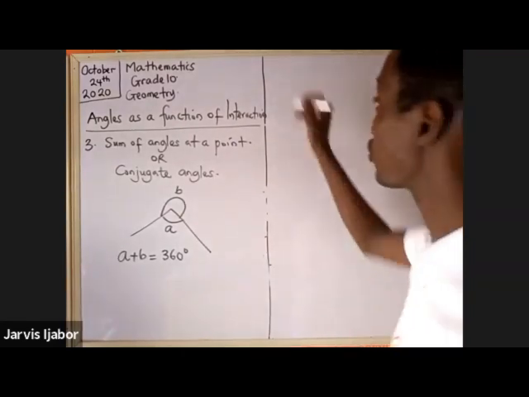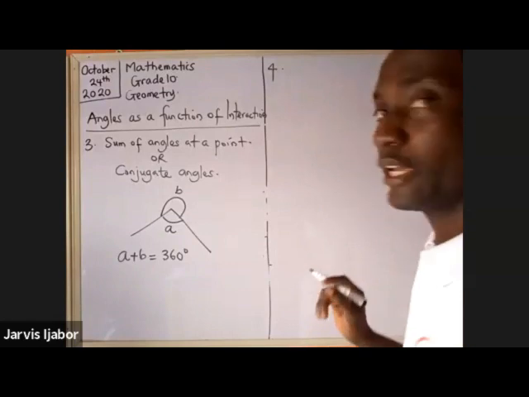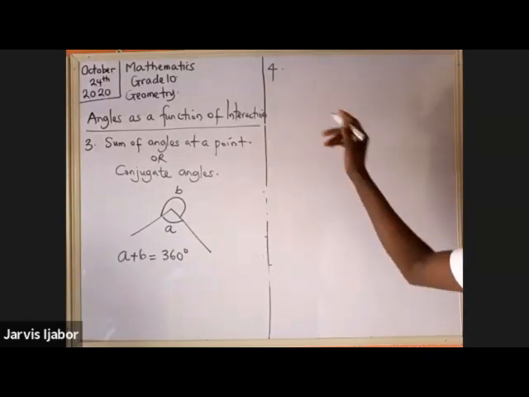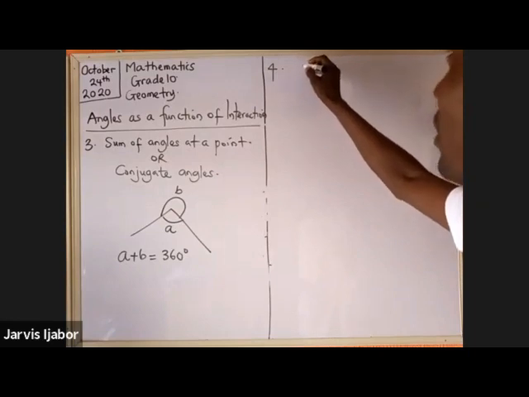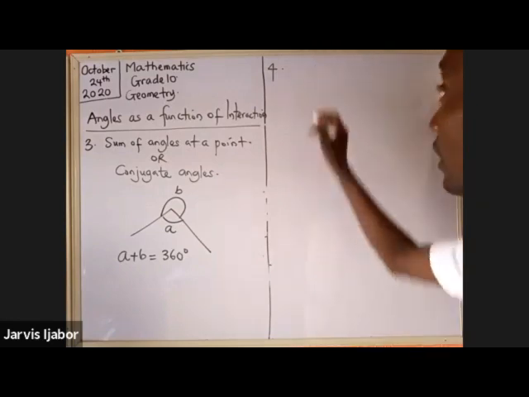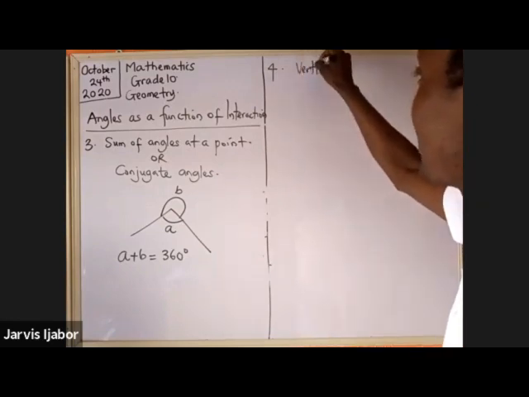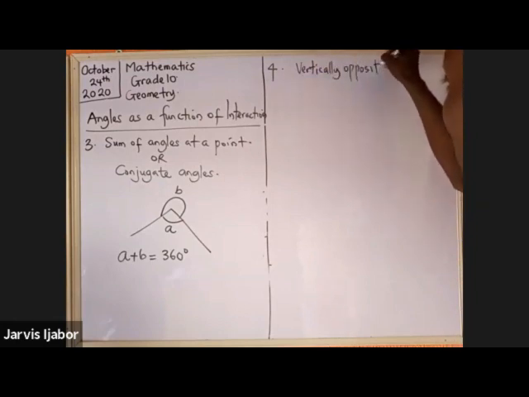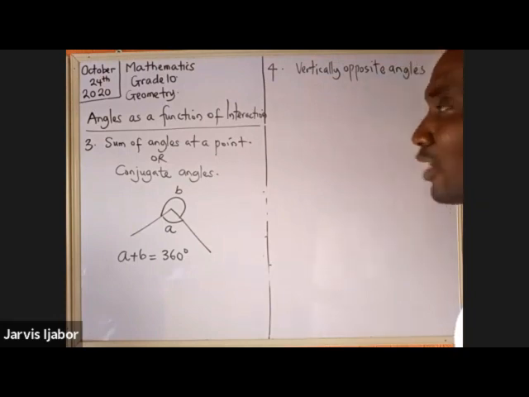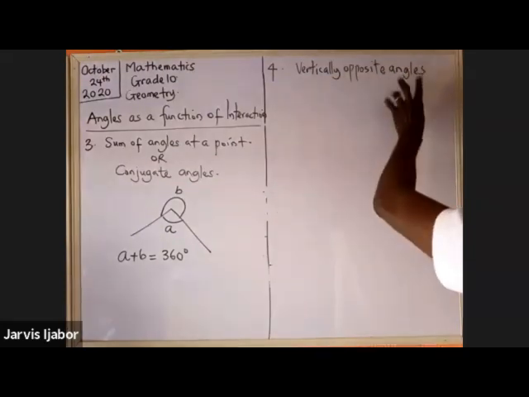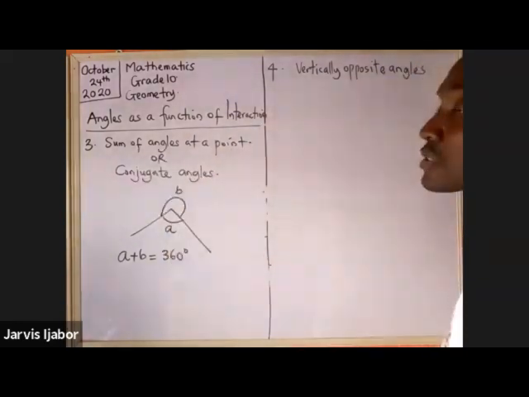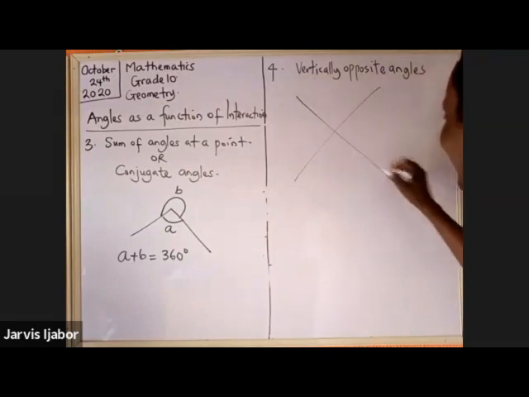Now, while we continue in that light, we can also go to number 4. And I really want you to read this. You really need to read this so that you have a strong grasp of the concept. Now, number 4, we treat what is called vertically opposite angles. Now, the concept of vertically opposite angles exists where you have angles that are intersecting.